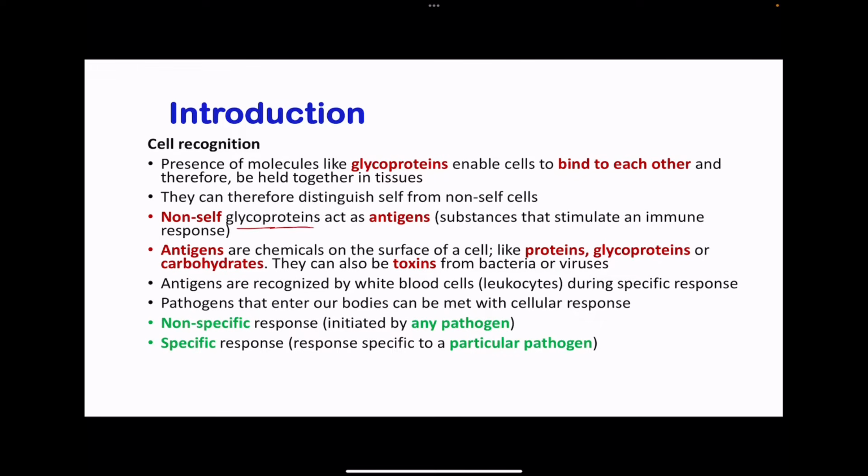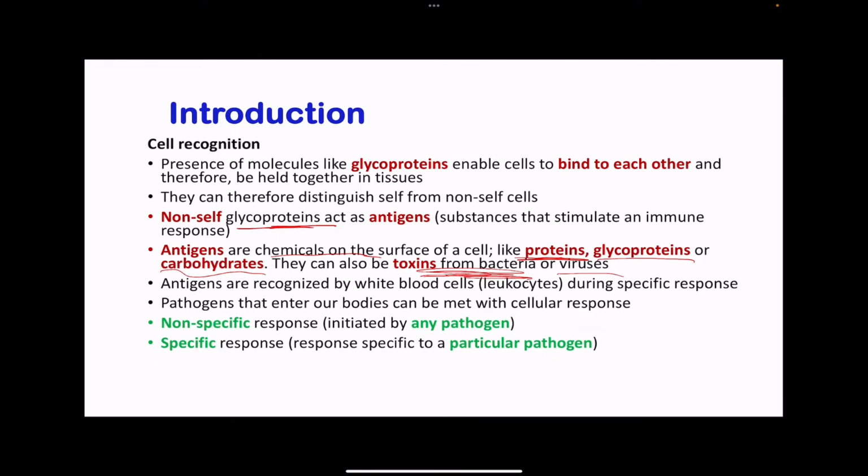Non-self glycoproteins, or the antigens, are going to be different from the body cell proteins. Antigens are going to be recognizable compounds or chemicals. They include proteins, glycoproteins, and sometimes they can be carbohydrates. Antigens can also be toxins from specific bacteria, as well as viruses.